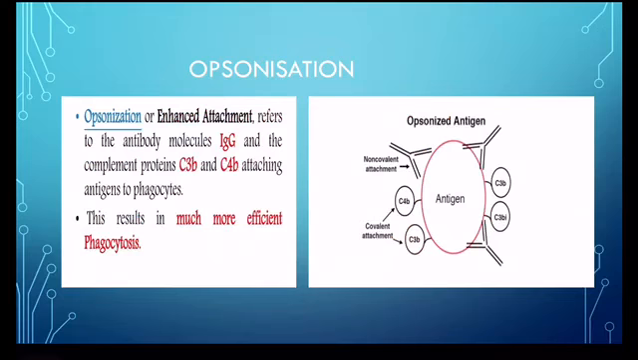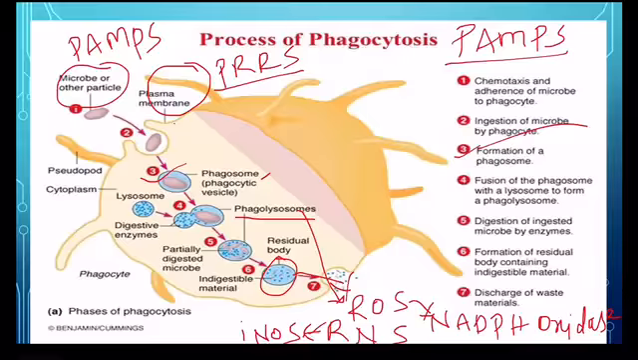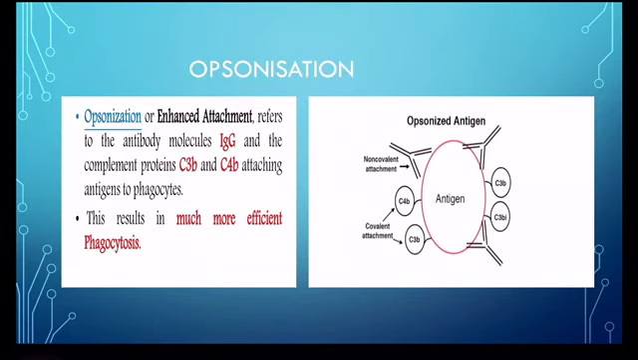Next is opsonization. As mentioned earlier, the phagocytes are also activated by antibodies. Here the antibodies are immunoglobulin G, and the complement proteins are C3b and C4b. Antibodies bind to the antigens, and this in turn binds to the macrophage, and the antigen antibody complex activates the complement proteins, and these complement proteins again bind to the phagocytes. So immunoglobulins and complement proteins enhance the process of phagocytosis.